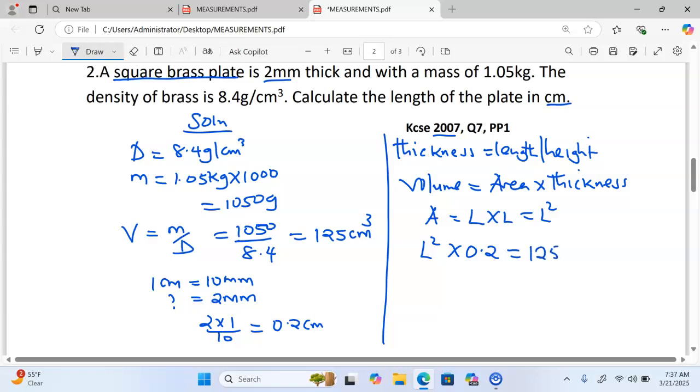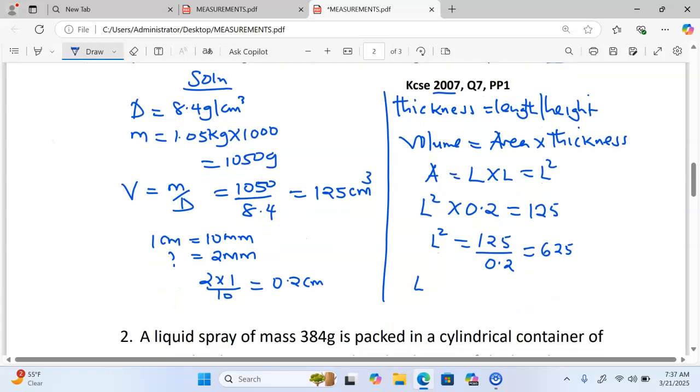of 125. From here, if we divide both sides by 0.2, L squared is going to be 125 divided by 0.2, and this gives us 625. If L squared is equal to 625, to get L, we take the square root of 625, and this gives us exactly 25 centimeters.